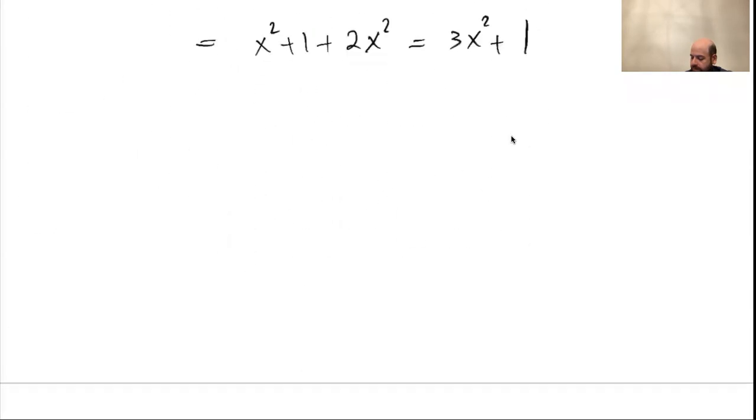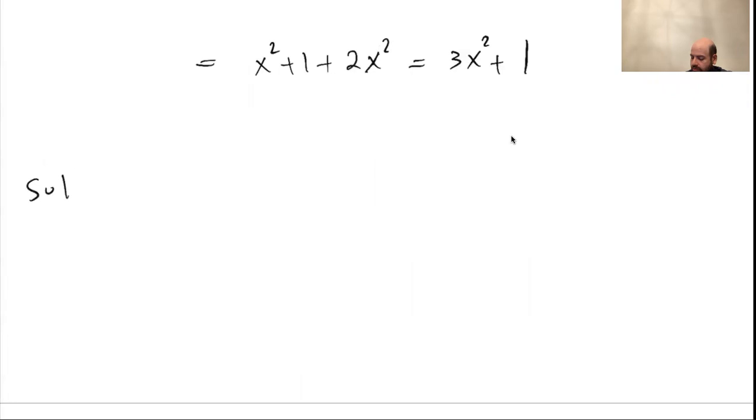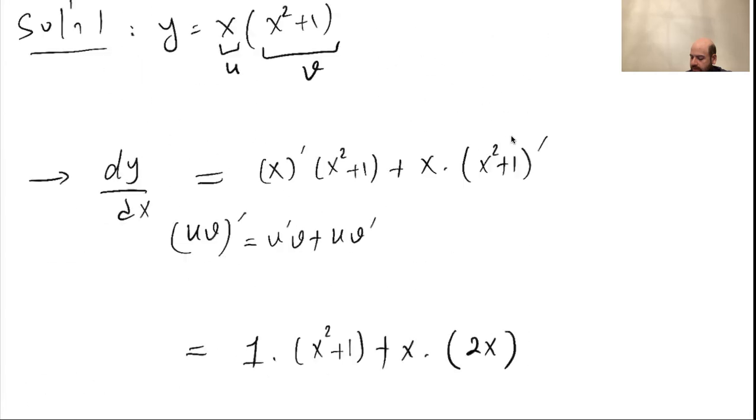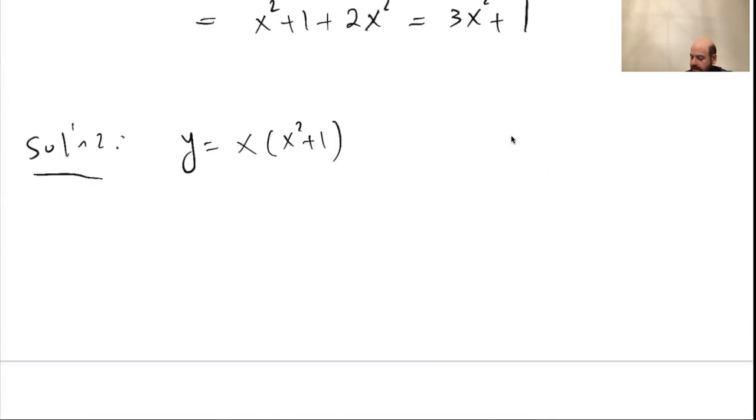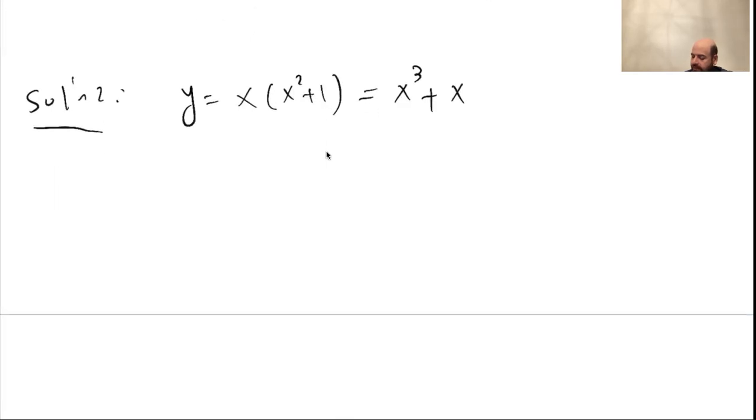So this is one solution. And solution two, y, what is y? y is x times (x squared plus 1), right? So this is what the question says. I can expand this first. So if I expand this, I'll get x to power 3 plus x. Right? So x times (x squared plus 1), if I expand it, will be x to power 3 plus x. So what will be y prime then?